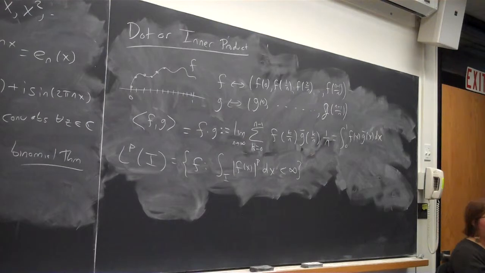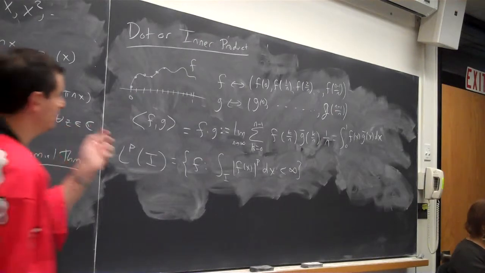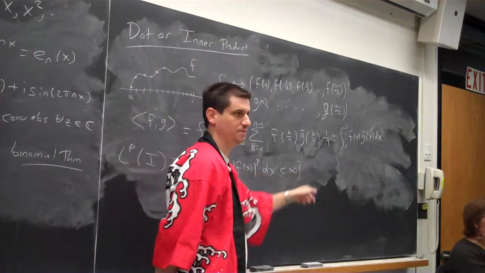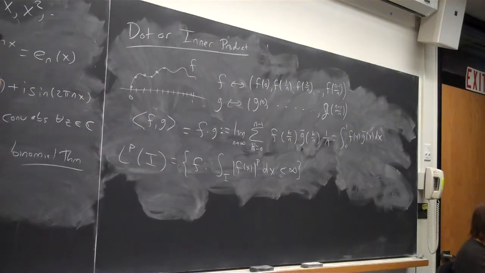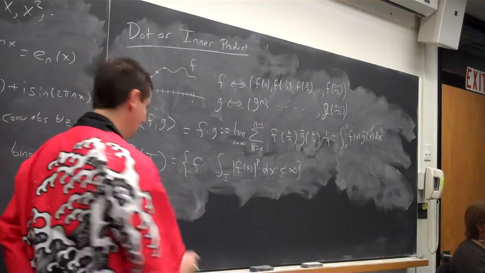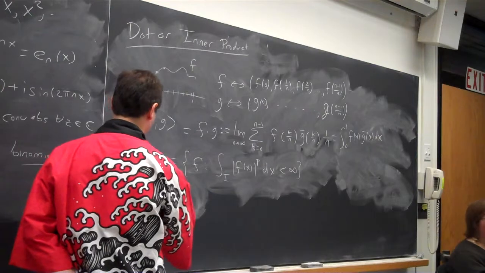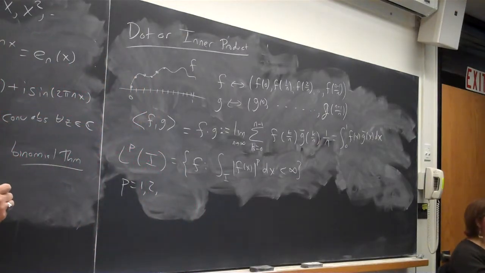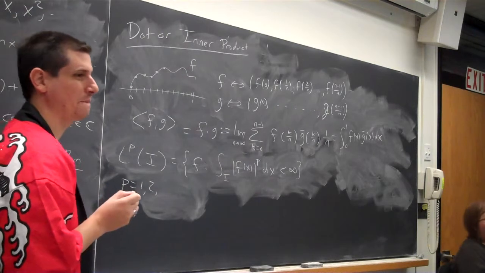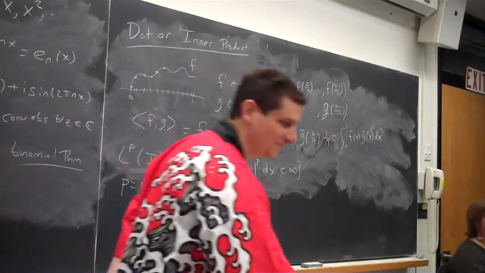Measure theory? Okay. So for the most part, there are three values of p that we tend to look at, and one of the p's doesn't exactly fit into this formalism. What are the big p's? One. Two. And there's one more p that's special. Zero? Nope, because if you put in zero, it's just the length of I. Infinity! Excellent.